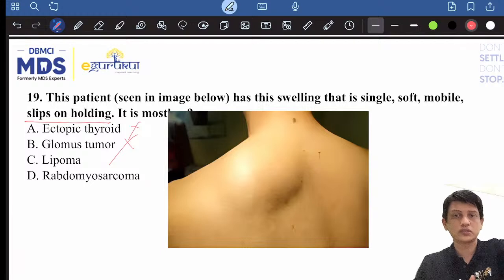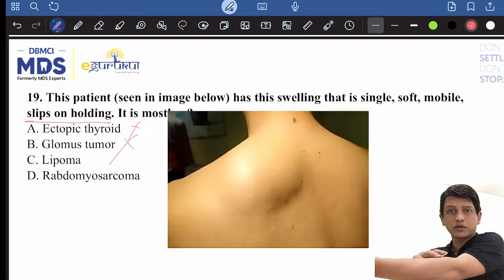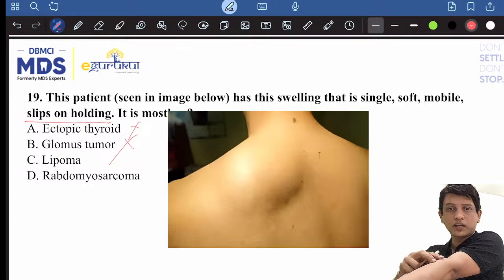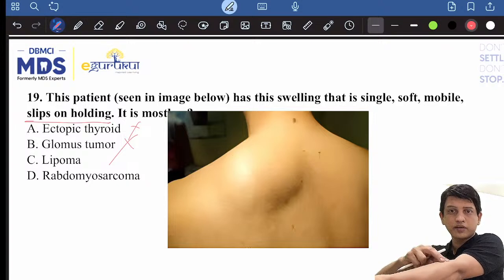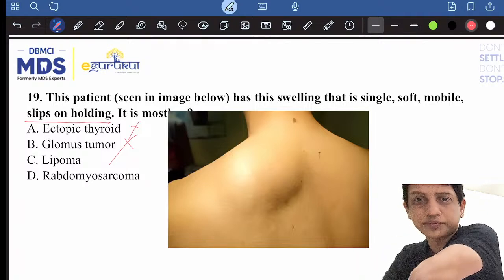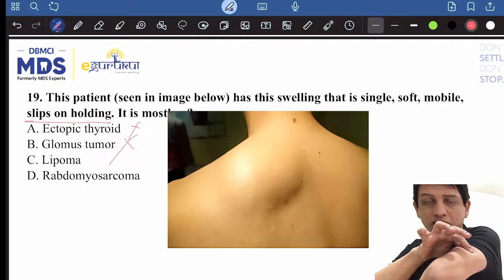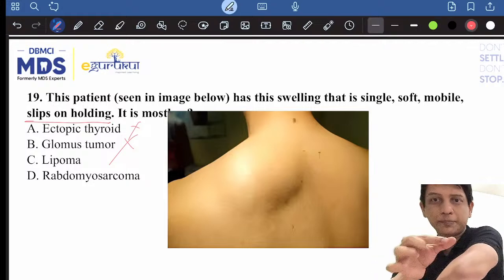I showed in my class also, I have a lipoma here in my hand. When I try to hold it, it slips. See, when I touch here, it slips to the other place. When I touch here, it slips to the opposite place. Can you see? Some bulge here. This is a bulge. When I try to push, it moves to the other side. See, this is called slip sign. When I'm trying to hold, it slips.